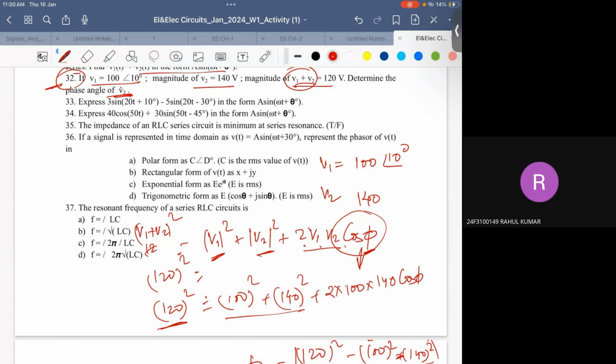You have to express 3 sine(20t plus 10 degrees) minus 5 sine(20t minus 30 degrees) in the form of a sine(omega t plus theta). Okay, so what you can do is convert everything into the form of a sine, right? If you have to convert just into the form of a sine, how will you do that? Just try to put everything in the form of one phase. How will you do that?